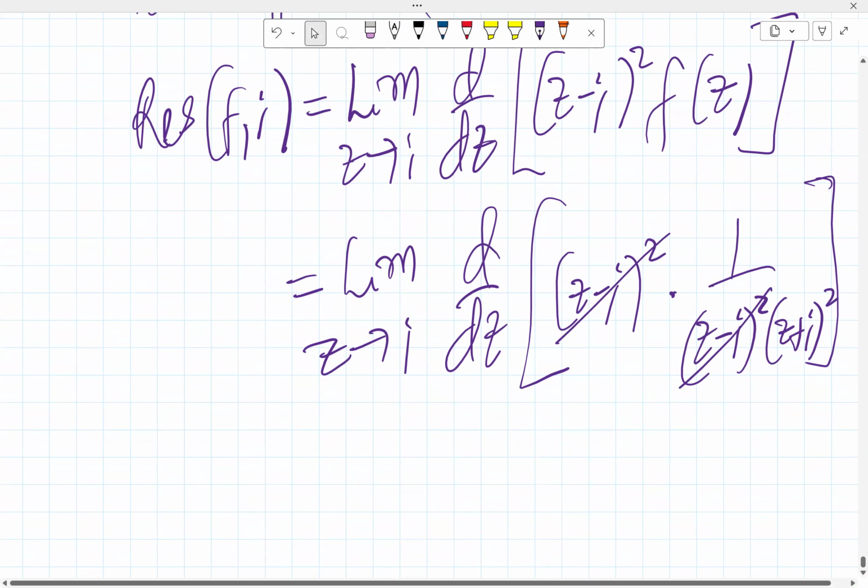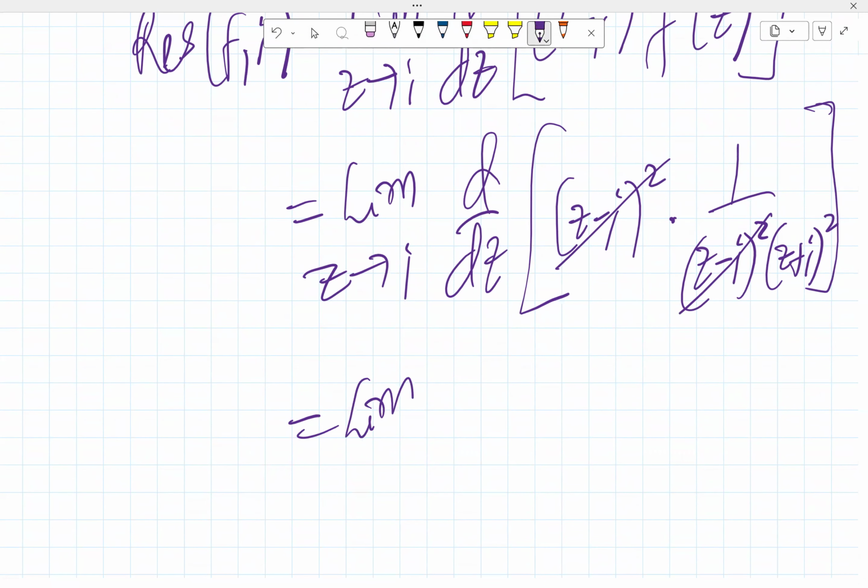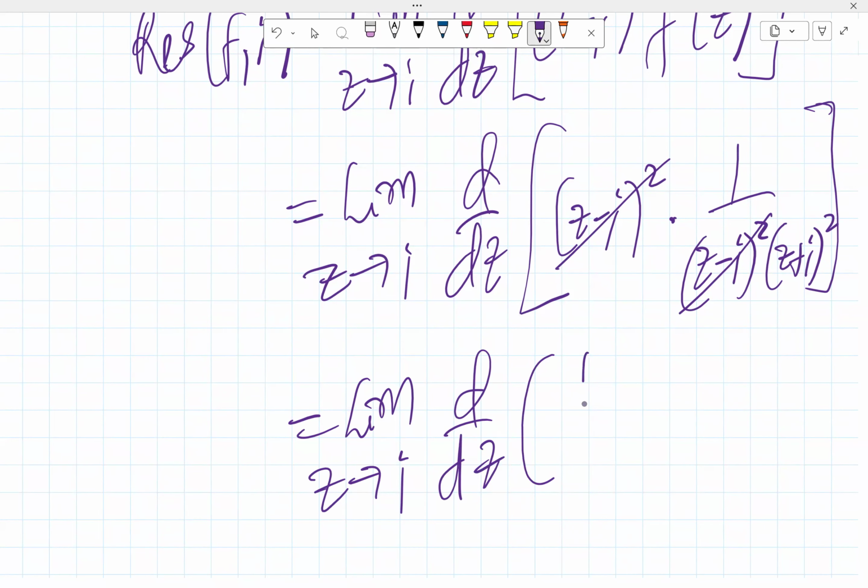So z minus I squared cancels z minus I squared. And then we move on to have the limit as z approaches I of d dz of 1 over z plus I all squared. We need to differentiate this.